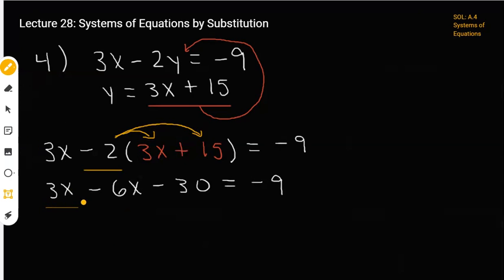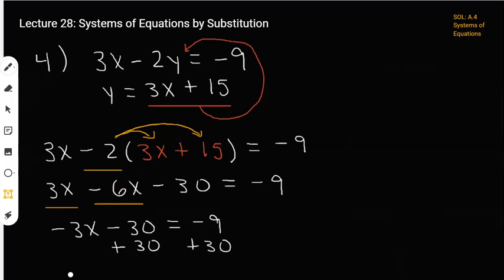Now I'm going to underline the terms that end with an x because those are like terms. I can combine those. 3x minus 6x is going to give me negative 3x. And then I bring down the negative 30 and the negative 9. So now I have a two-step equation that I can solve for x. The first thing I'm going to do is get rid of the negative 30 by adding 30. That's going to get rid of the negative and the positive 30, so I can cross those out.